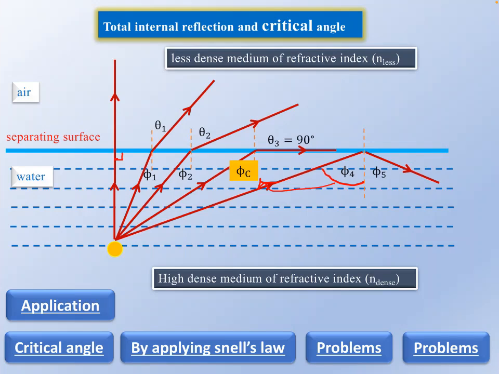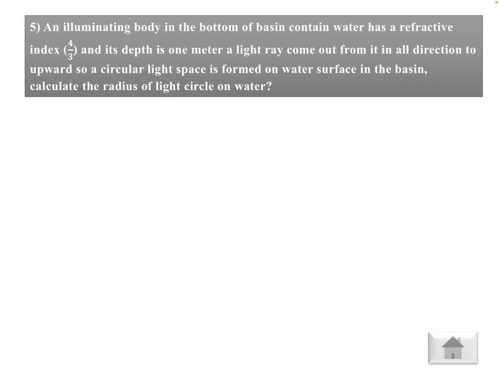In this case, we can solve some problems on total internal reflection. The most repeated problem in all sheets and all exercises is this problem. Number 5 in your sheet: an illuminating body at the bottom of a basin containing water, which has a refractive index 4/3, and its depth is 1 meter. A light ray comes out from it in all directions upward, so a circular light space is formed on the water surface in the basin. Calculate the radius of the light circle on the water.